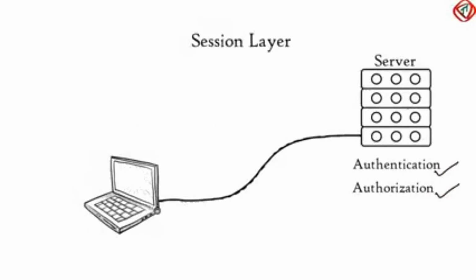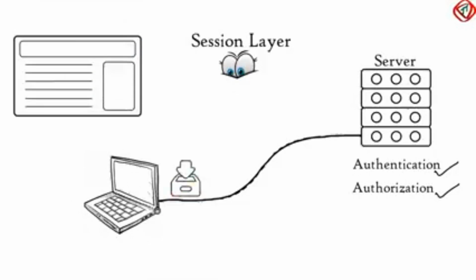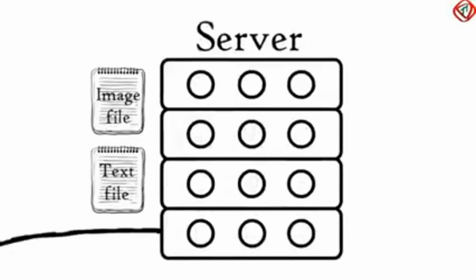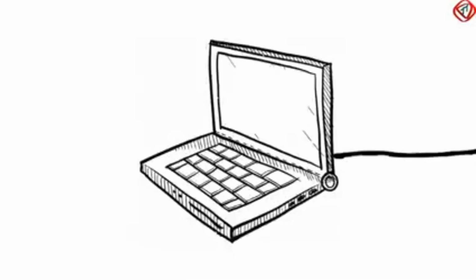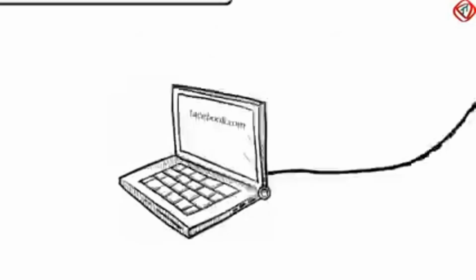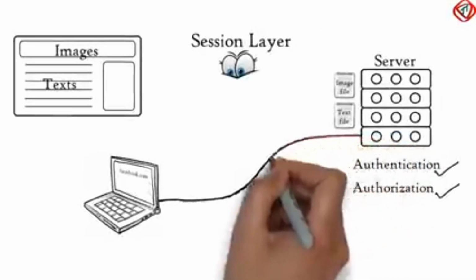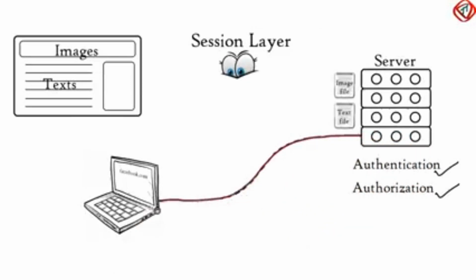Session layer keeps track of the files that are being downloaded. For example, a web page contains text, images, etc. These text and images are stored as separate files on the web server. When you request a website in your web browser, your web browser opens a separate session to the web server to download each of these text and image files separately.